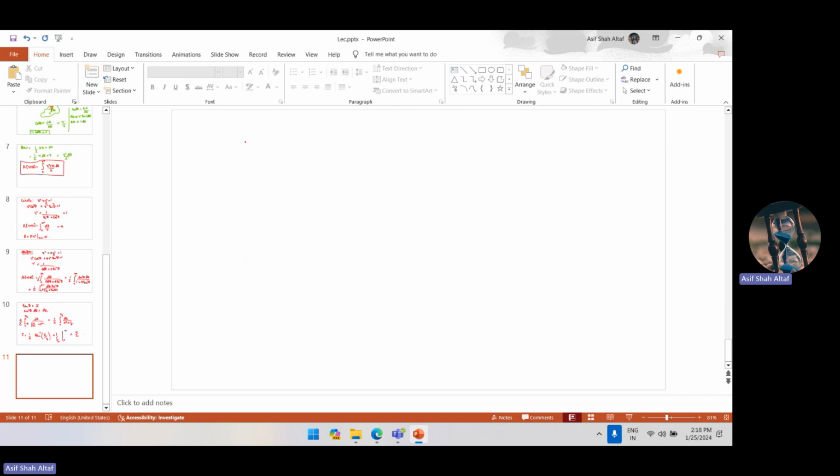Now let's try to confirm. Now you know for an ellipse with semi-axes A and B, the area of the ellipse is given by pi AB. Right, now let's see if we can get the same answer.